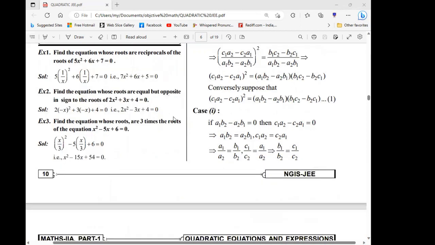Find the equation whose roots are 3 times the roots. 3 times the roots means if this quadratic equation has roots alpha, beta, the new roots are 3 times these roots. That means 3 alpha and 3 beta. We have to create a quadratic equation with the new roots 3 alpha, 3 beta. So it was very simple. Just divide x by 3 and create f of x by 3. Look at here. So that is the new equation whose roots are 3 times the roots of the given quadratic equation.